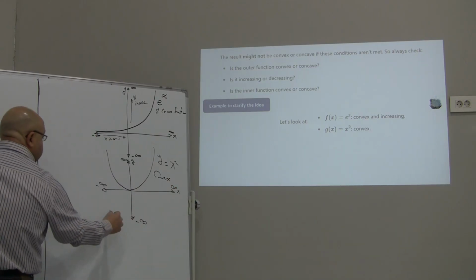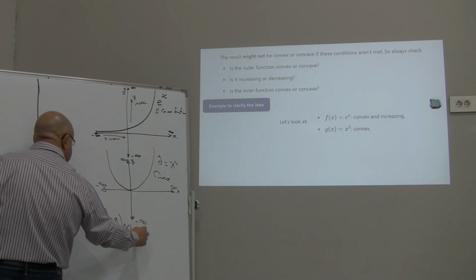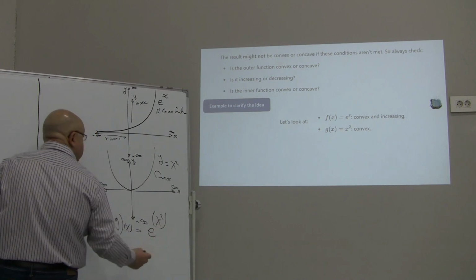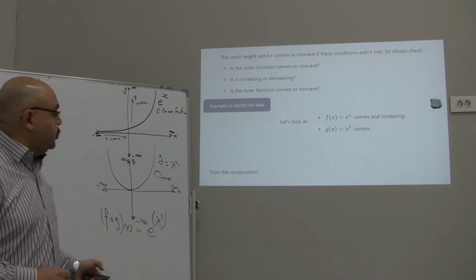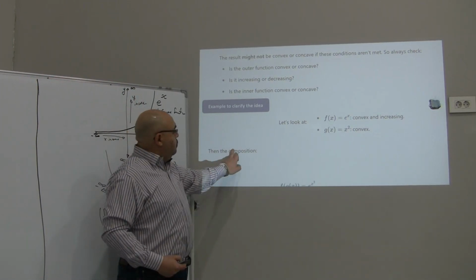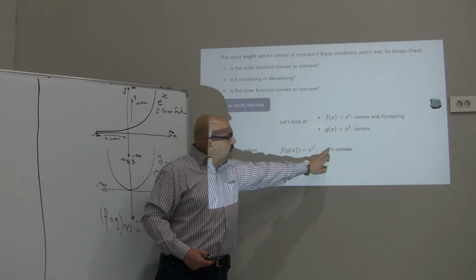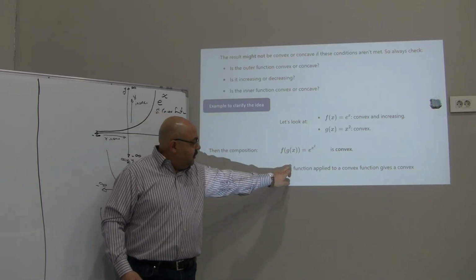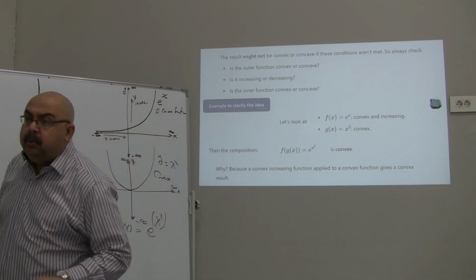If you make the composition f composite g of x, it means e to the power of x squared, which is also a convex function. This is what we mean about this property. So once more, as you can see, for this composition, it's going to be e to the power of x squared, which is a convex function. Why? Because a convex increasing function applied to a convex function gives a convex result, as we spoke earlier.